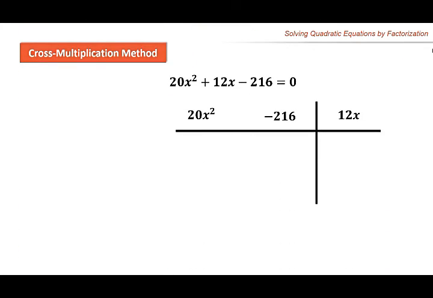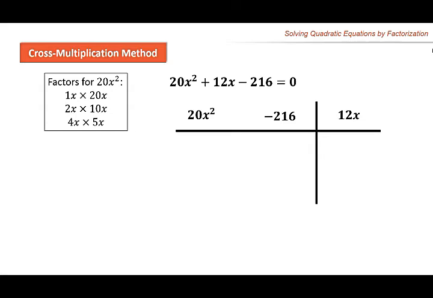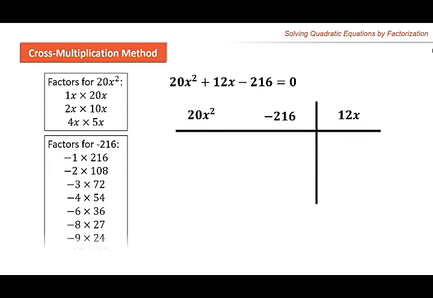To do that, let us list out the factors for 20x squared. These are going to be listed here. Next, we list out the factors for negative 216. Can you tell which combination of numbers will allow us to get 12x in the last column? Put your mental calculation skill to the test.